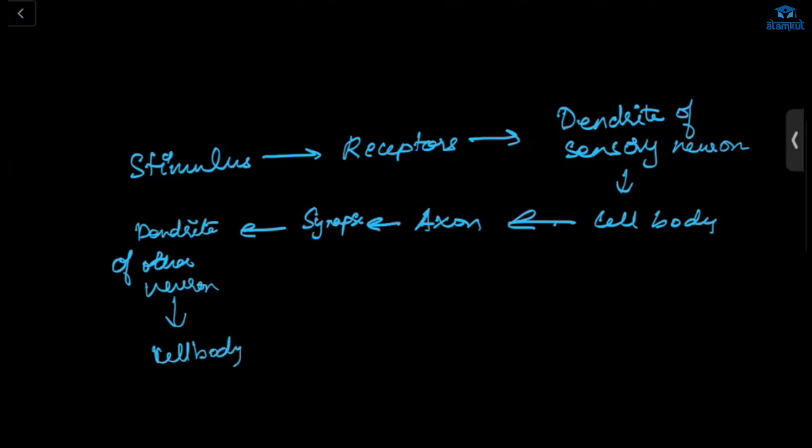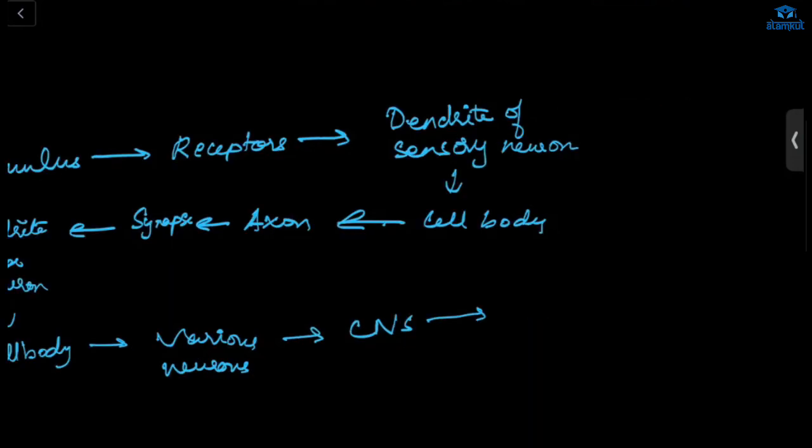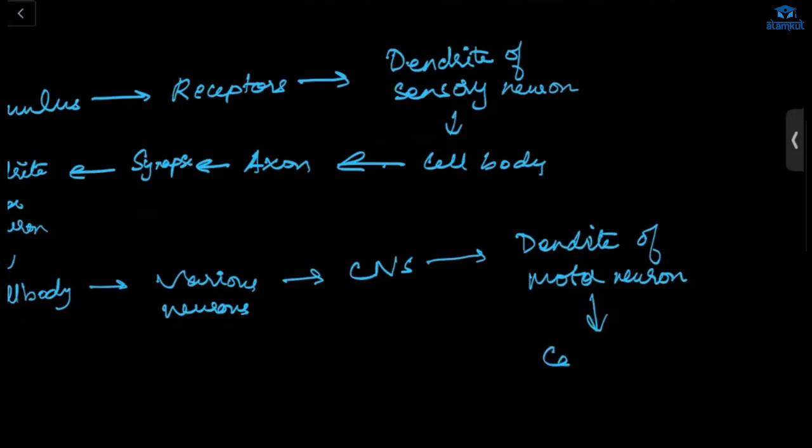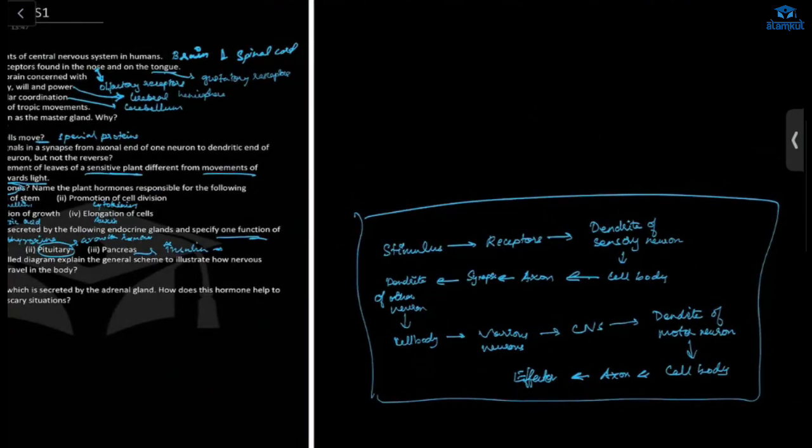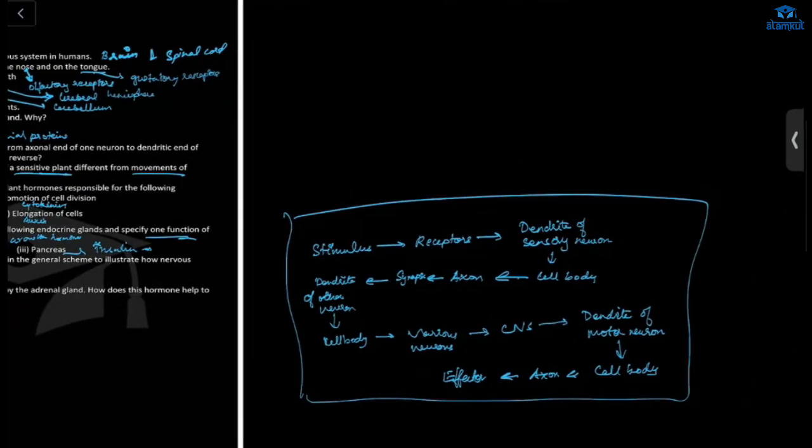This will continue to various other neurons till it reaches the central nervous system. And from there, it will go back to the dendrites of the motor neuron. Then it will go to the cell body, then the axon, then the effector, that is muscle cells. This is the pathway of the nerve impulse.